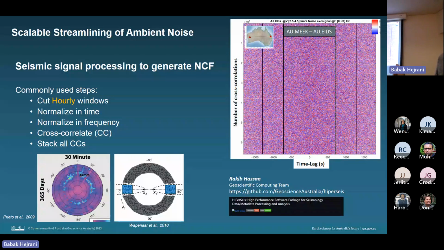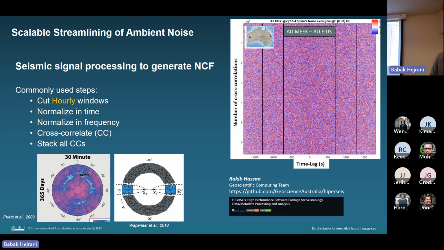I would like to mention here that the codes we have been using were developed by our geoscientific computing team here at GA. Our code is called HyperSeis, High Performance Seismological Tools. You can check it out. It's on GitHub and available publicly. One person in particular, Rakib, has been the main developer on HyperSeis.